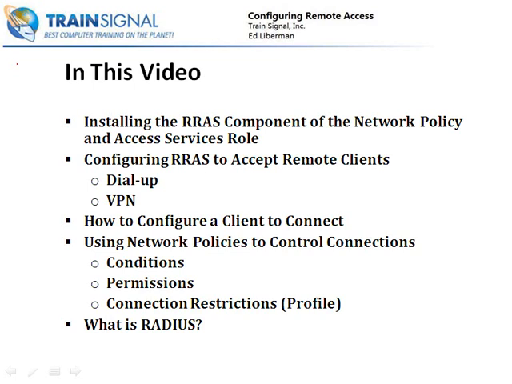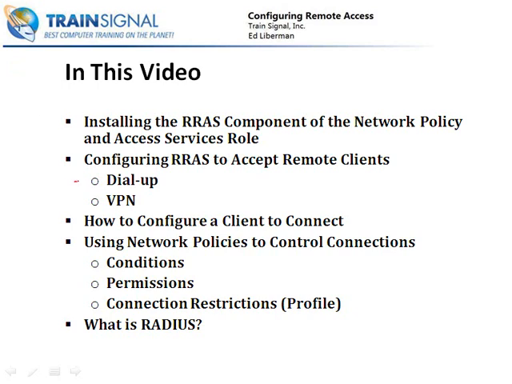In this video, we're going to start off by installing the routing and remote access, or simply RRAS, component of the network policy and access services role. Now, I say that RRAS is just a component of the role. We're going to take a look at the rest of the role in a later video. Once we have RRAS installed, we will then configure RRAS to go ahead and accept connections from remote clients.